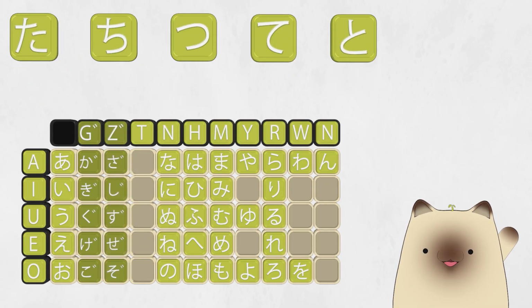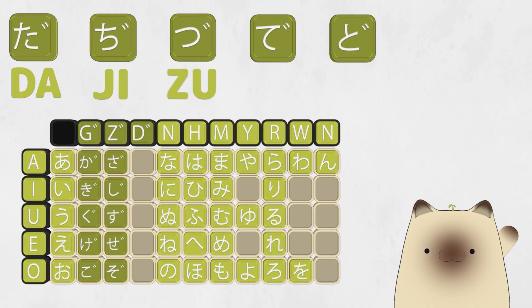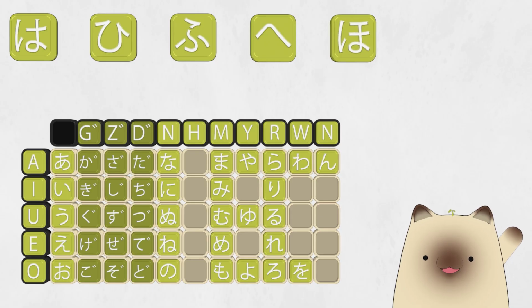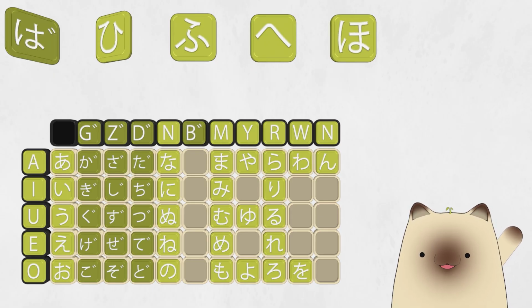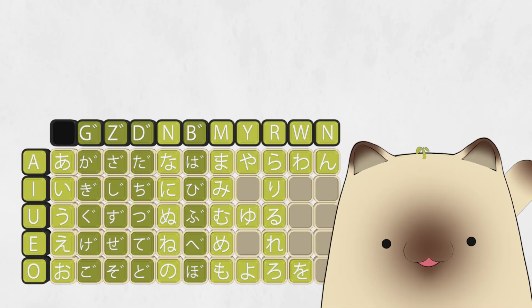The T column becomes D's, but there's two slightly weird ones. Ta, chi, tsu, te, and to is now da, ji, zu, de, and do. The ji and zu are pronounced the same way as the ones in the S column. And for the H's, what was ha, hi, fu, he, ho is now ba, bi, bu, be, and bo. So it's not the worst, you just need to look out for the few exceptions.